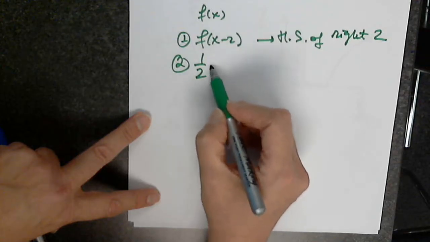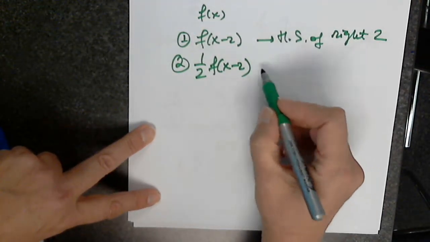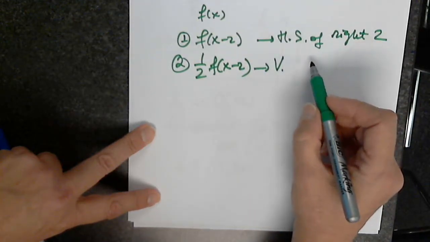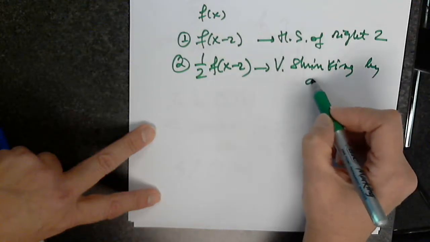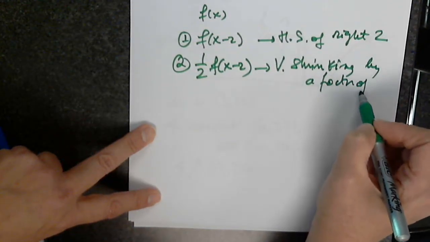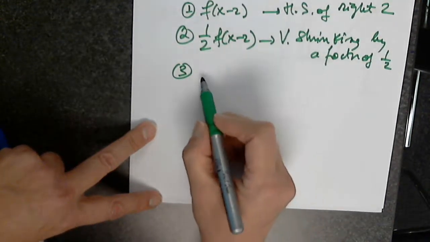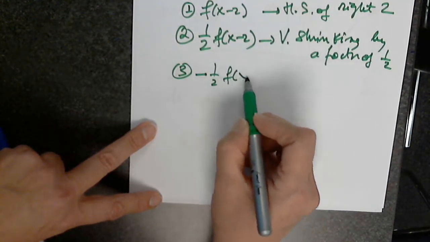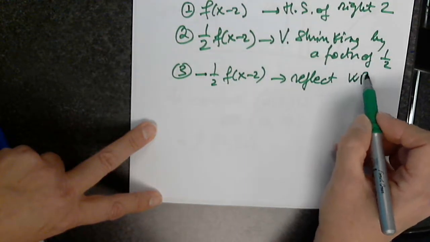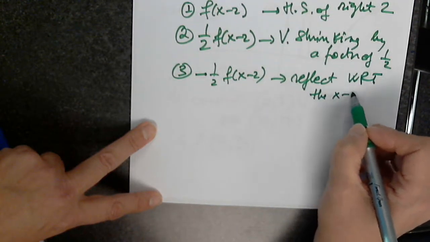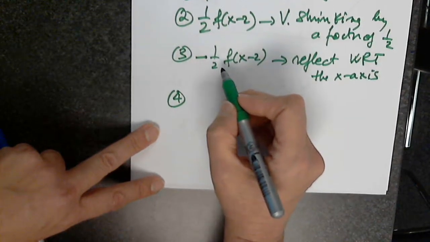Step number 2, 1 half f of x minus 2, which is vertical shrinking by a factor of 1 half. Then the third transformation is negative 1 half f of x minus 2, reflect with respect to, very good, the x-axis. And finally, step 4 is on step 3.